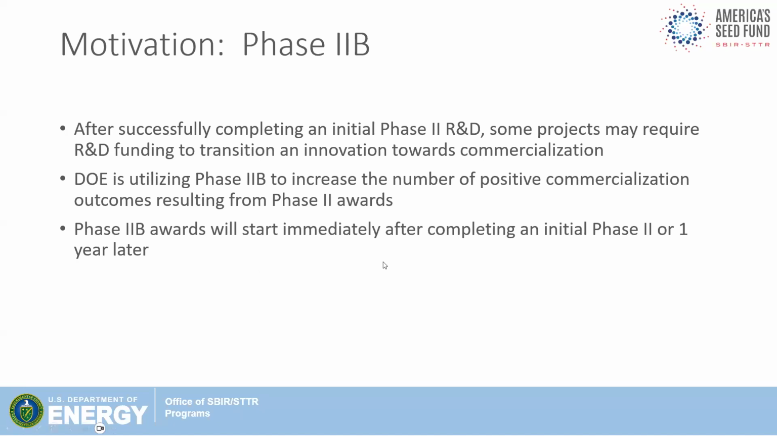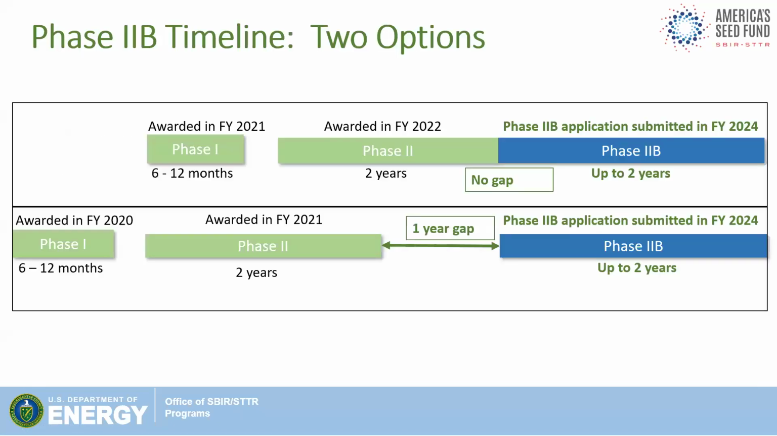Again, the difference for phase 2B is you do allow you to submit toward the end of your phase 2, but you can also wait a year later. And that's shown in this slide. So, for example, showing a phase 1 in 2021, phase 2 in 2022, and here we are in 2024, and you want to continue the research, but on some new items that you hadn't defined in the past, you would apply there.